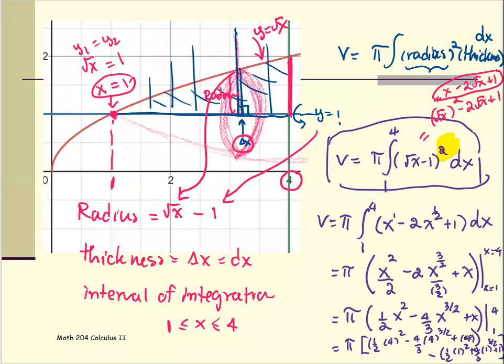Grouping symbols are very important, and your answer should be 7 pi over 6.